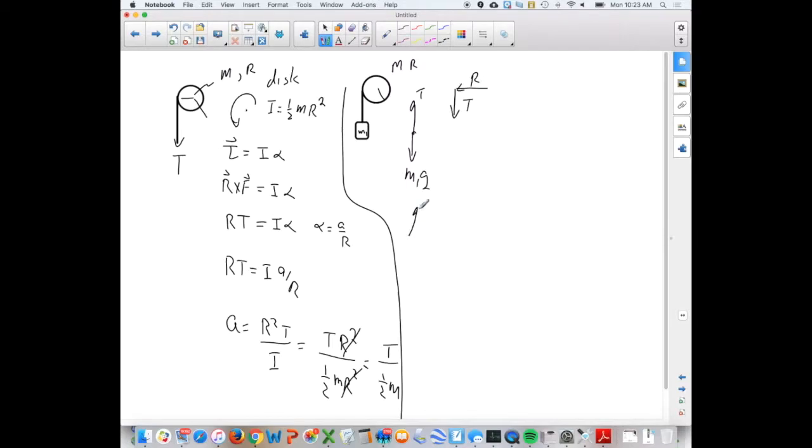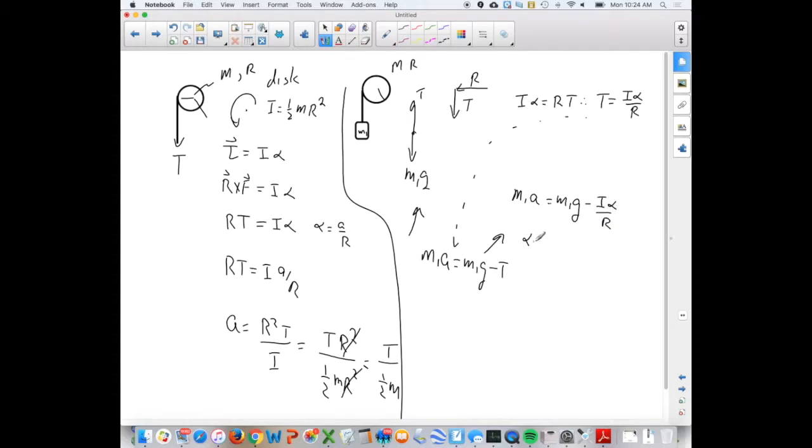This free body diagram here gives me M1A is M1G minus T, and this gives me I alpha is R times T. I can rewrite that as the tension is I alpha over R. I'm going to take that tension and plug it in to this equation, and I'm going to have the following result. M1A is equal to M1G minus I alpha over R.